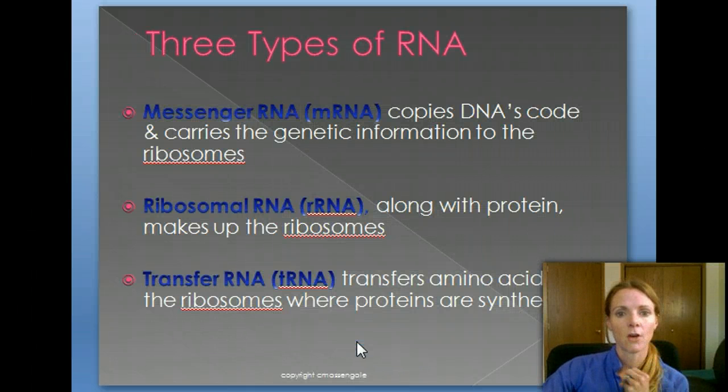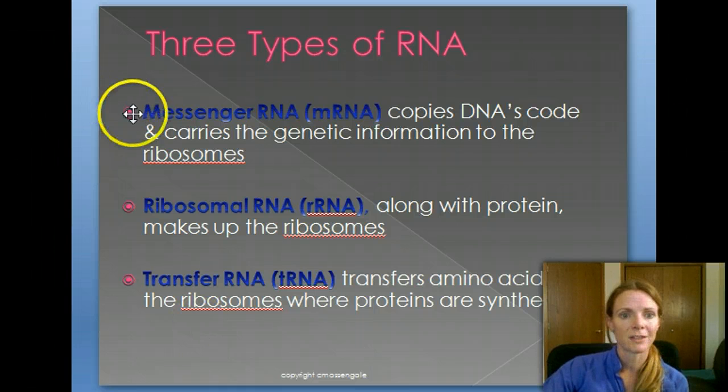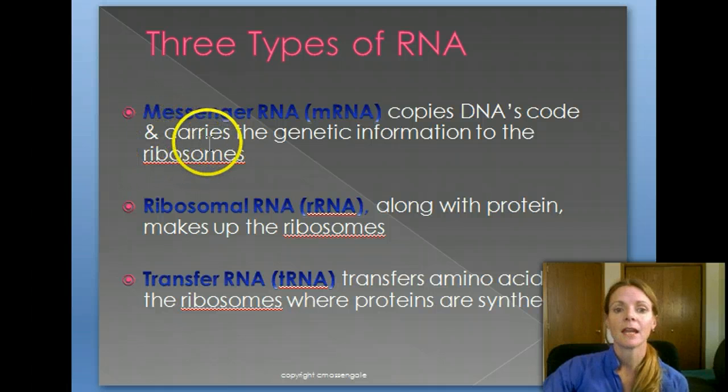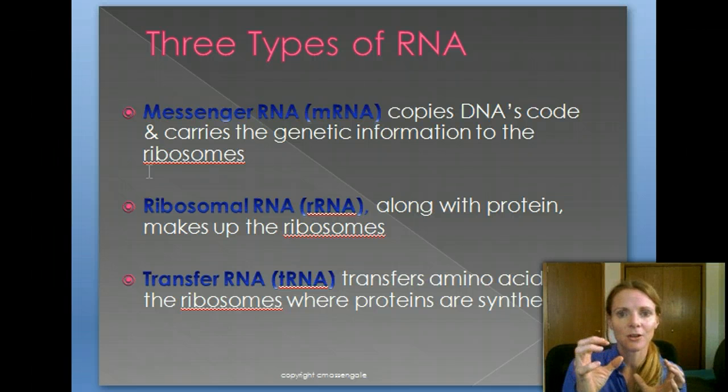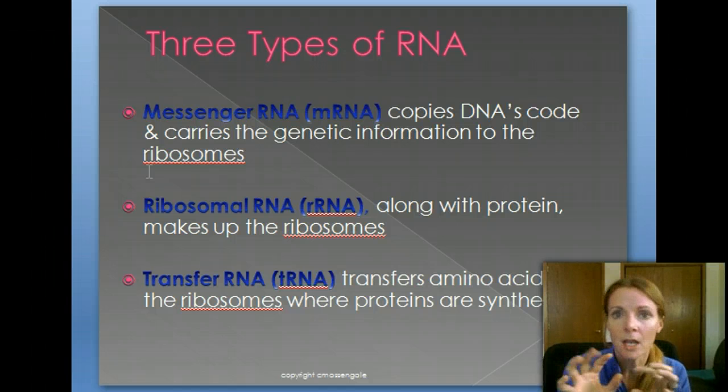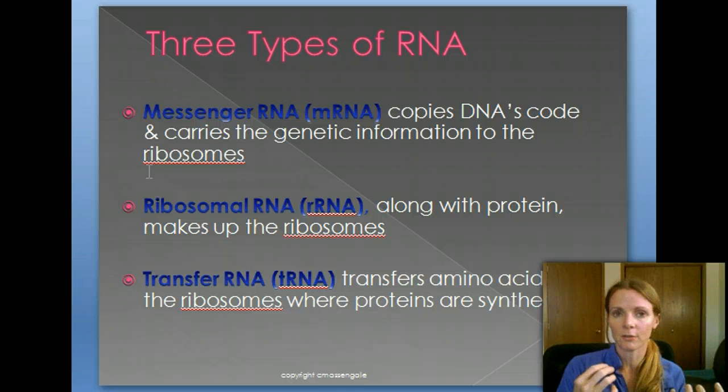There are three types of RNA. Three, yes, three. The first one is messenger RNA, also called just mRNA, so you'll see that often. It copies DNA's code and carries that genetic information to the ribosomes. Basically, it takes that DNA code, copies it, and carries it to the ribosome. Messenger, like I'm going to send this message here, and the message is the genetic information. That's all the mRNA does. Ribosomal RNA, which we call rRNA, along with protein, makes up the ribosome. That type of RNA is really what's making up the ribosome, along with proteins.